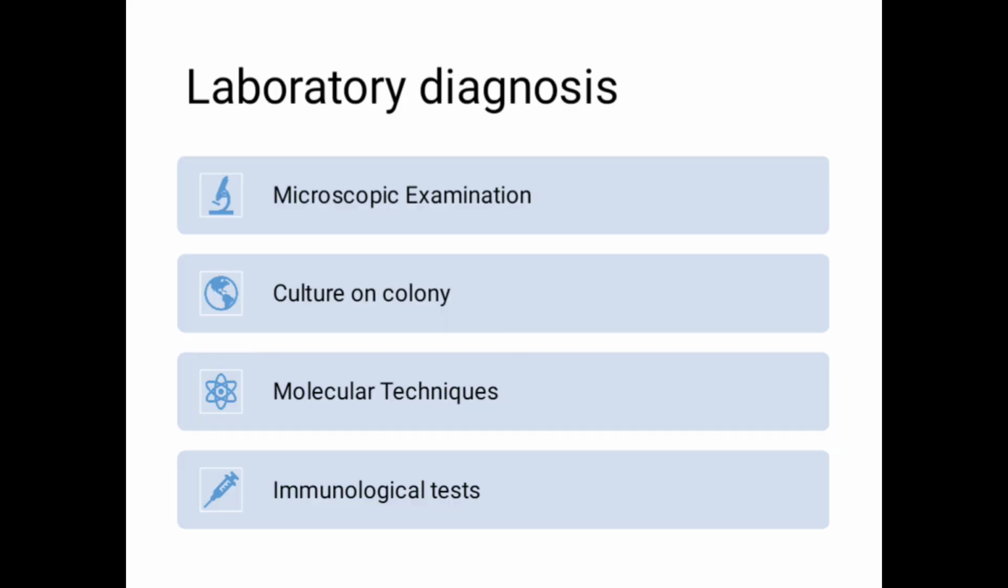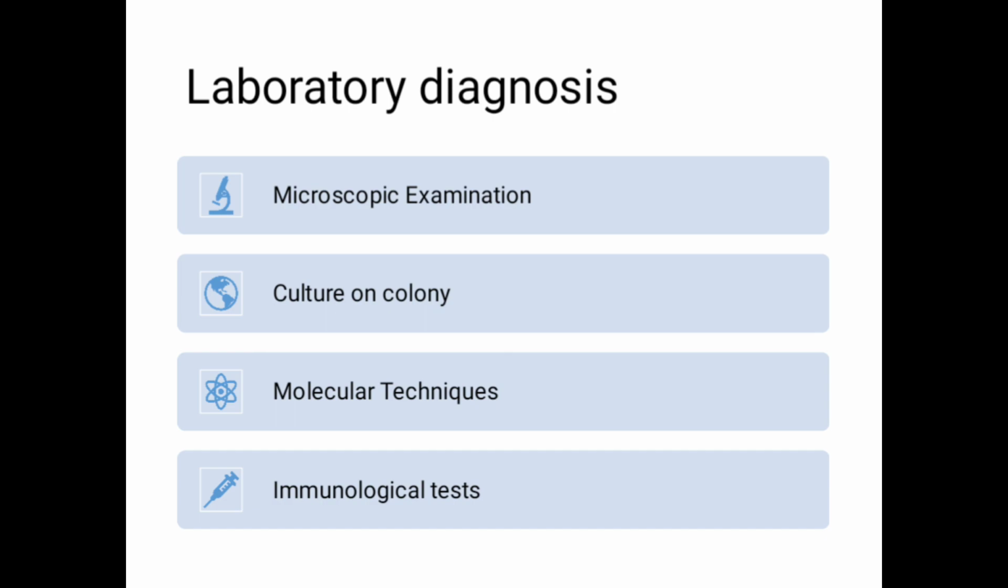Next, we will discuss the laboratory diagnosis of Mycobacterium kansasii. It involves several methods to identify and confirm the presence of the bacterium. Common diagnostic approaches include microscopic examination. In this, acid-fast staining is performed on clinical samples such as sputum or respiratory secretions. Mycobacterium, including Mycobacterium kansasii, retain the stain and appear as red or pink rods under a microscope.